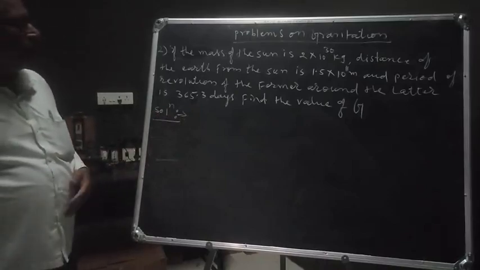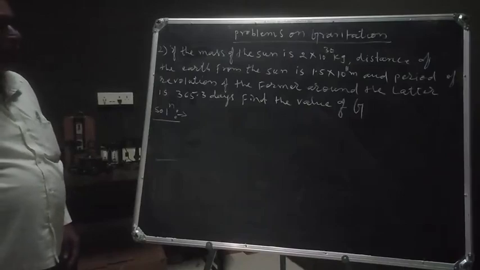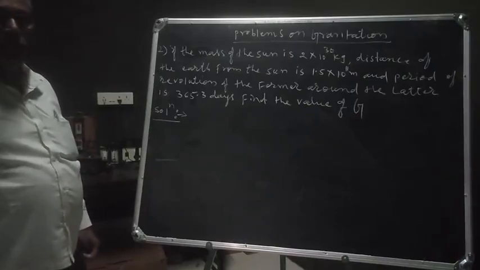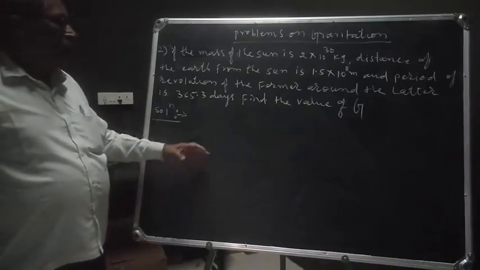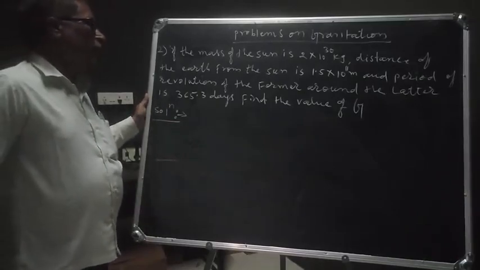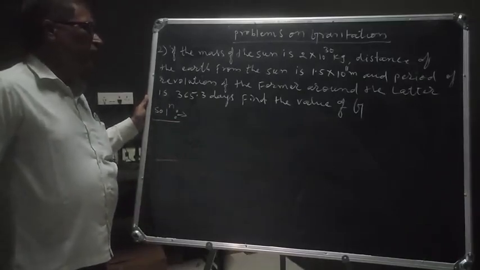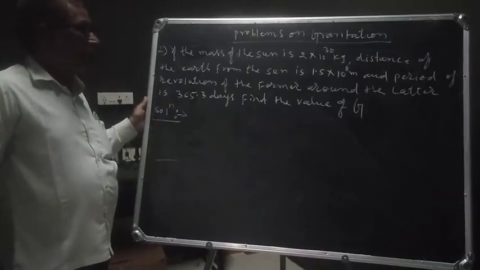In the first problem, we already found the value of capital M, that is the mass of the sun. Here we are just rearranging the values of the mass of the sun and distance, and we are calculating the value of capital G.